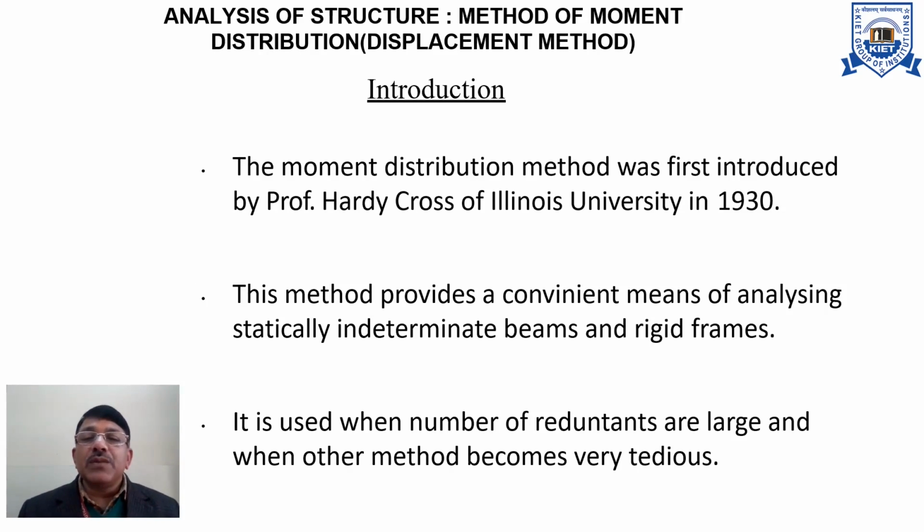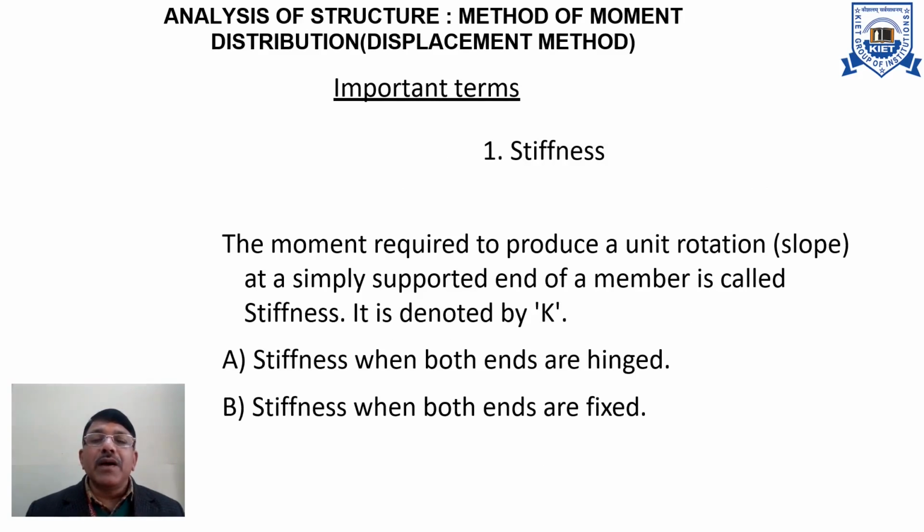The method of moment distribution was introduced by Professor Hardy Cross in 1930, and it's a very convenient method for analyzing statically indeterminate beams and grid frames like quarter frames and multi-story frames. It uses tools so that when the number of unknowns is too large, we can have a reasonably good solution with less tedious effort. The method will utilize certain terms.